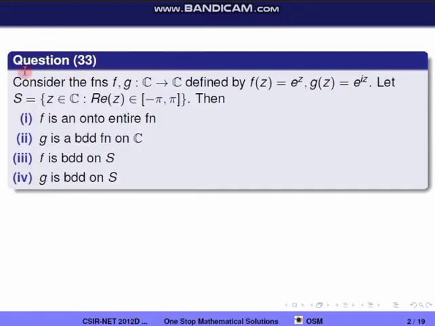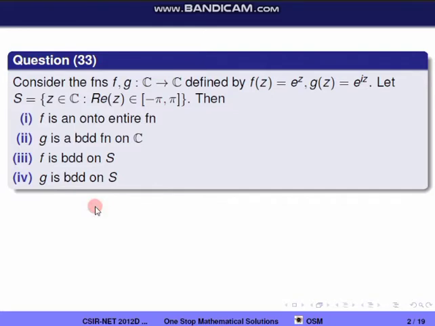First question, question 33. Consider the functions f, g from C to C defined by f of z is equal to e^z, g of z is equal to e^(iz). Let S be the set of all z in C such that the real part of z belongs to [-pi, pi]. Then, we are given two functions here and a set S is defined here. Then we have to check which of the following options is correct.